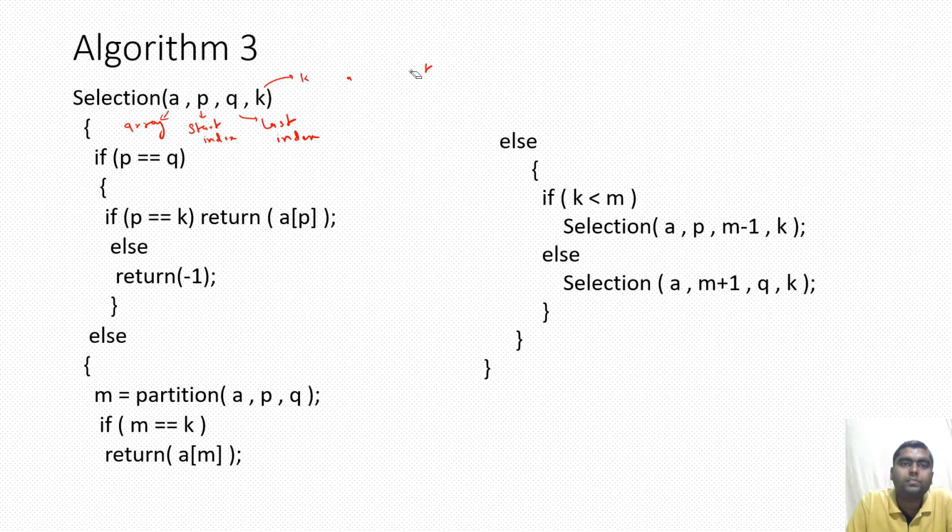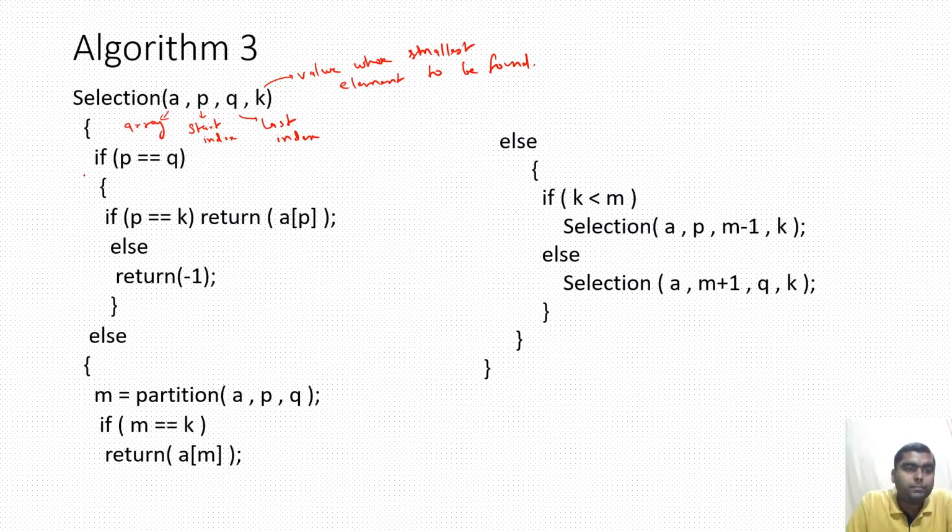So this is basically the value of k, so it is the value whose smallest element is to be found. Okay, so these are the given things.